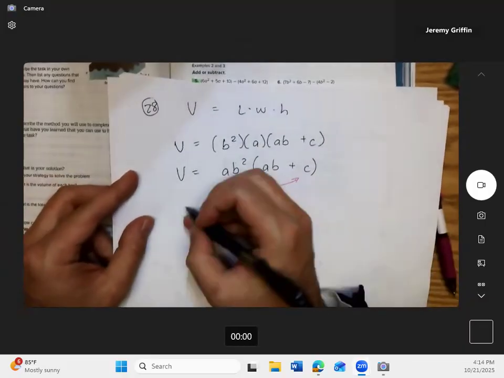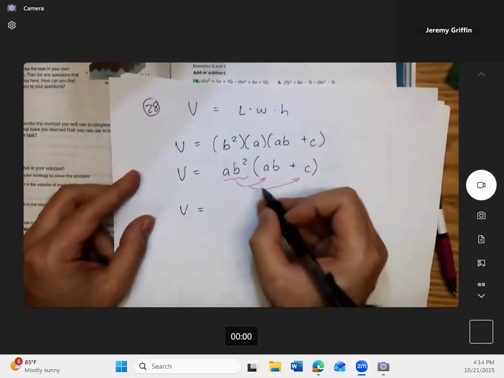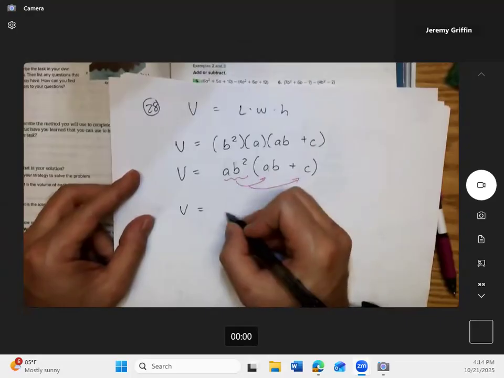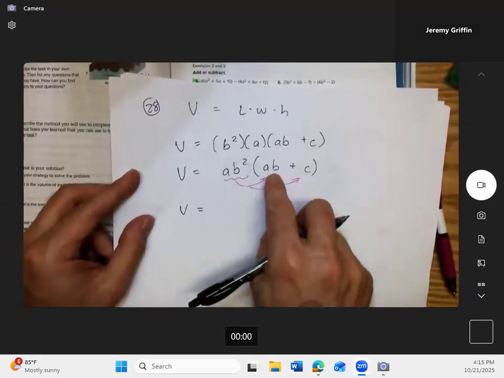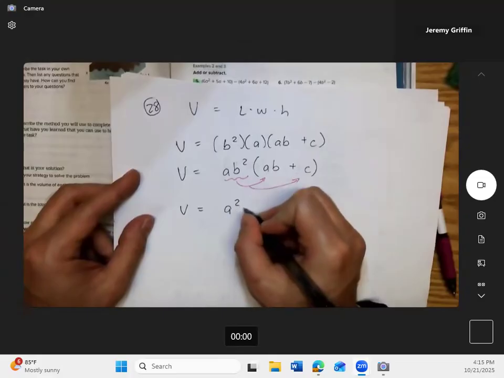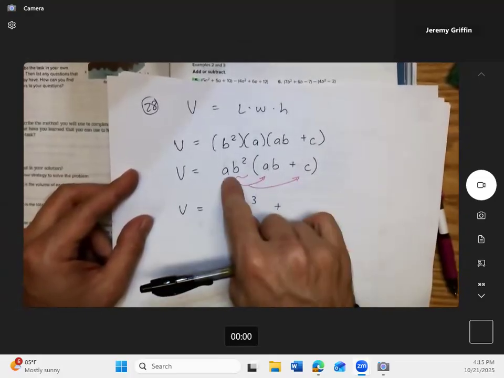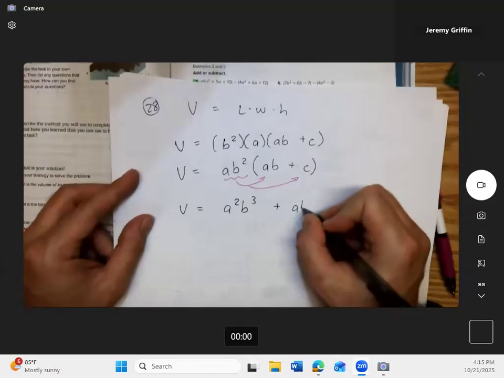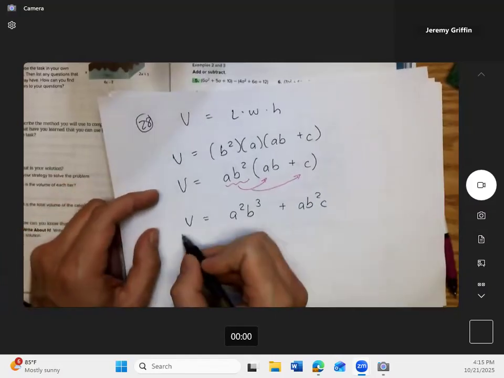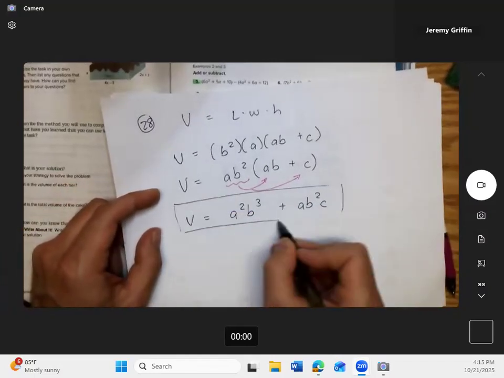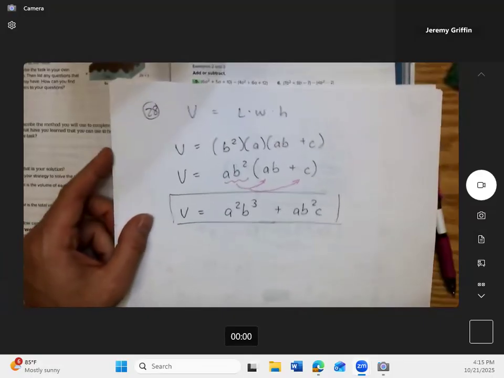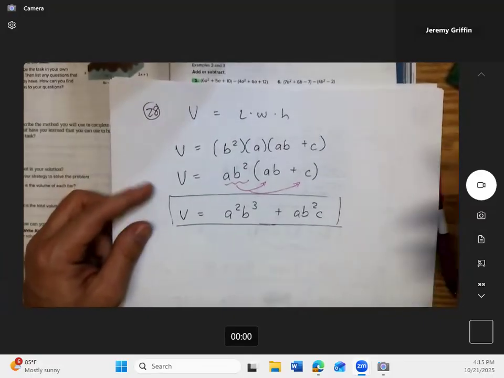So let's do that. So the volume is equal to, well, ab squared times ab. The power on a and b are each raised by 1. So it's like a squared b to the third. Okay? And then plus, now the c also gets multiplied by ab squared, so it's like ab squared c. Okay? So I think that's probably what they're looking for. Okay, this is fine, this is fine. Oh, same thing.